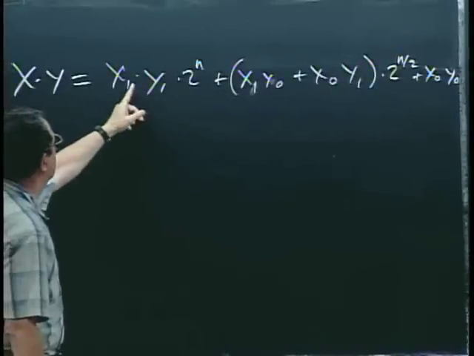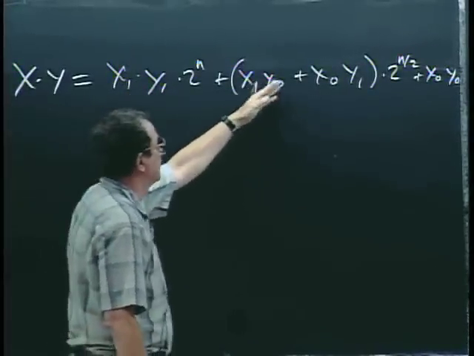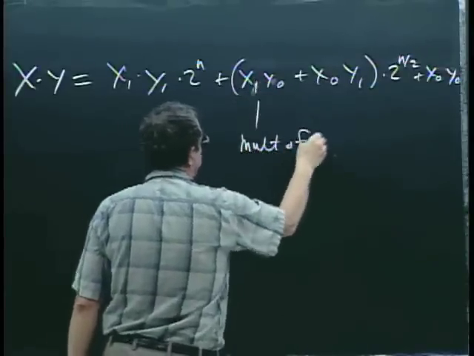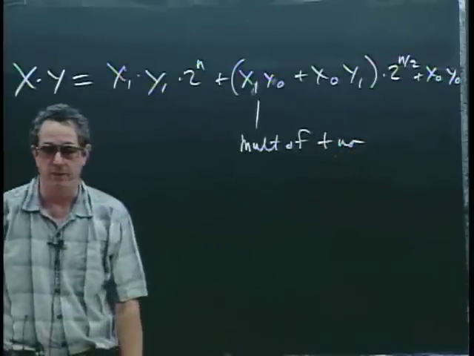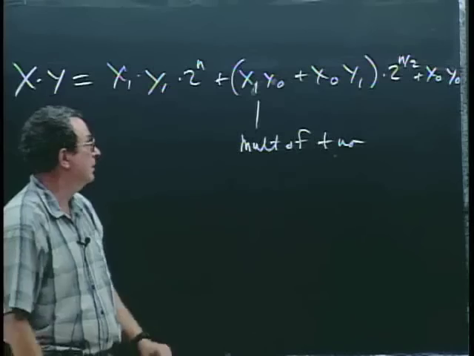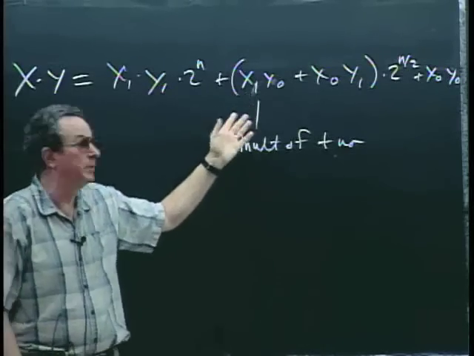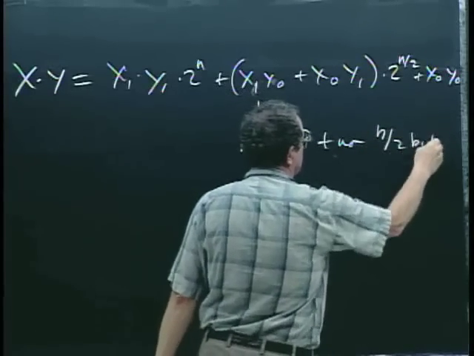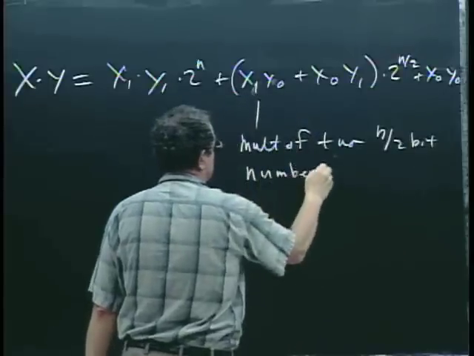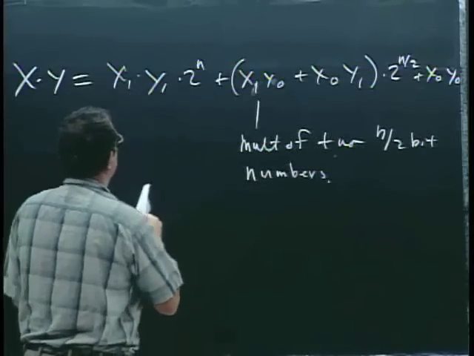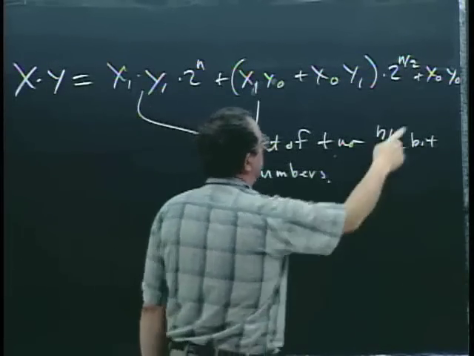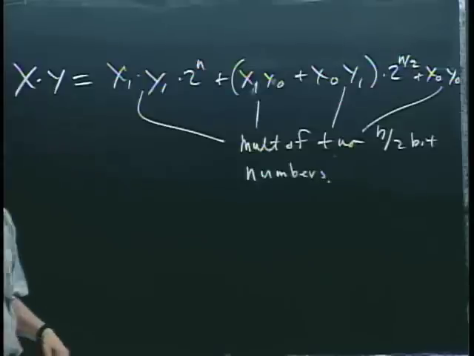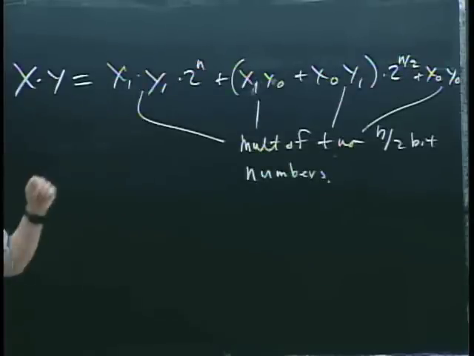Okay, so this looks like some multiplications. This is a multiplication of two numbers, but how many bits are they? How many bits is x1? It's n over 2 bits, and y0 is also n over 2 bits. So this is the multiplication of two n over 2 bit numbers. Okay. Similarly, this is a multiplication of two n over 2 bit numbers, and this is a multiplication of two n over 2 bit numbers. So we have 4 multiplications of n over 2 bit numbers up here.